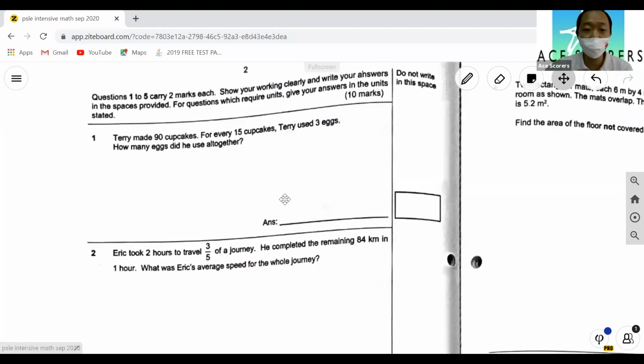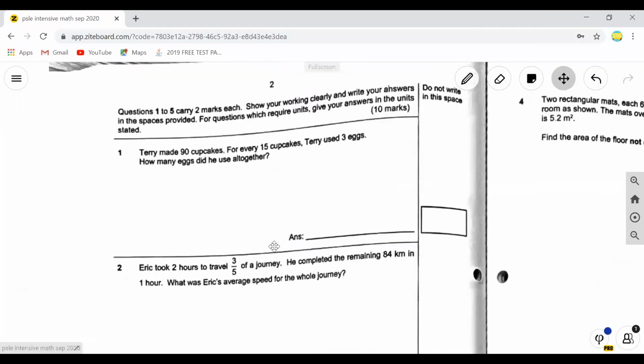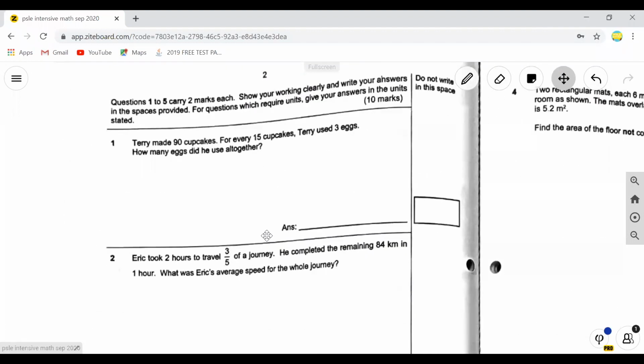This is actually from the year 2018. Okay, 2018 PSLE, right? So same thing. What we're going to do is we're going to identify.